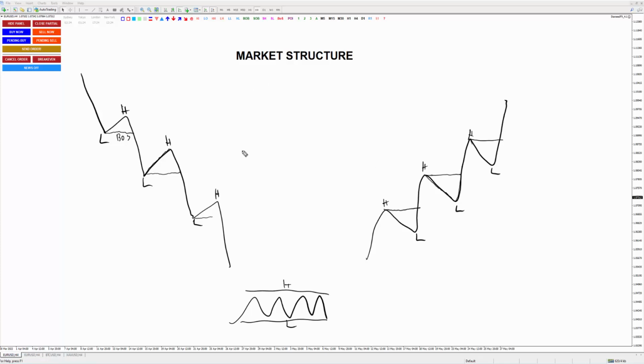Okay, so now let me talk about the main structure. What is the main structure? Well, basically, let me just clear this all.